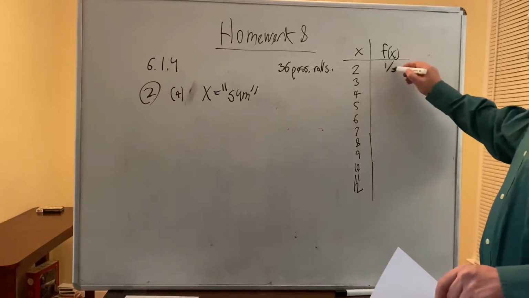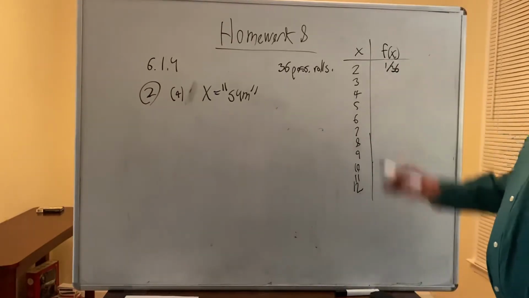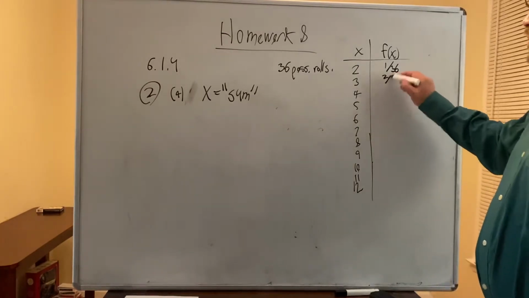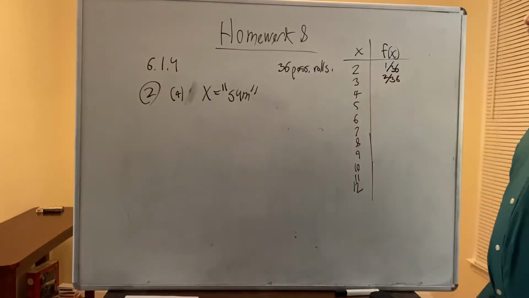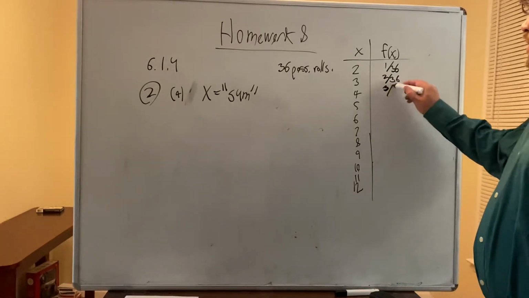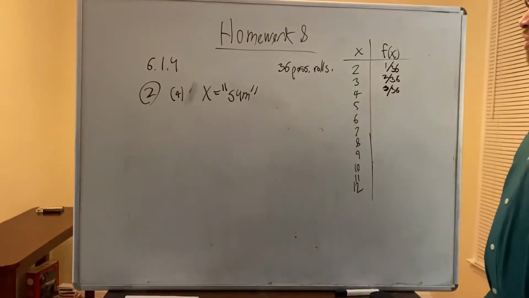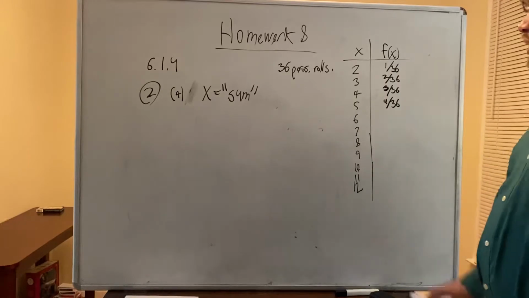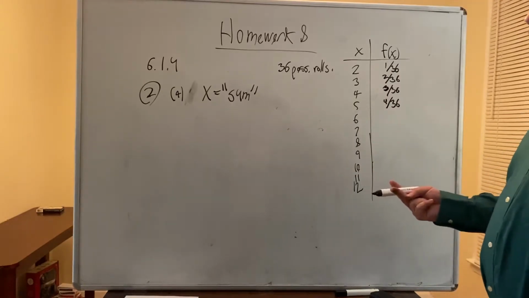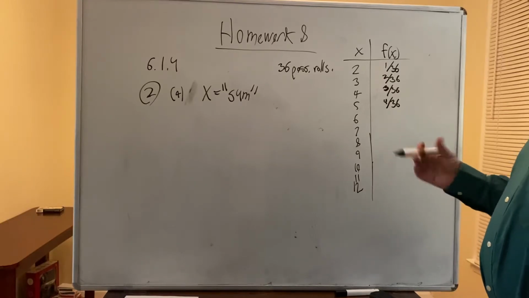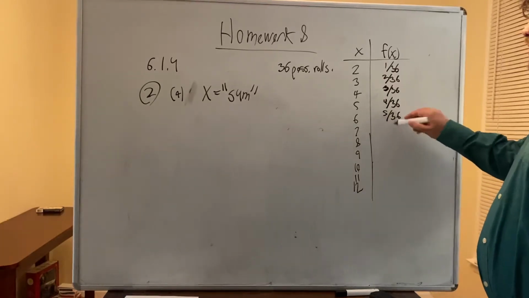So 1 out of 36 ways, the sum is 2. If the sum is 3, it's 1 plus 2 or 2 plus 1. That's 2 out of the 36. 4, it's 1 plus 3, 3 plus 1 or 2 plus 2. There's 3 ways. That's 3 out of 36. 5, it's 1 plus 4, 2 plus 3, 3 plus 2, 4 plus 1. There's 4 of those. That's 4 out of 36. 6 is 1 plus 5, 2 plus 4, 3 plus 3, 4 plus 2, 5 plus 1. There's 5 of those. 5 out of 36.